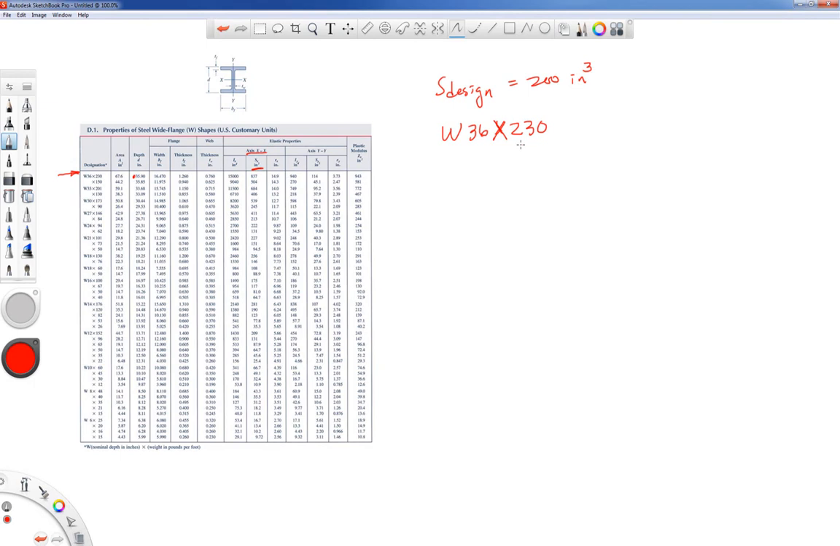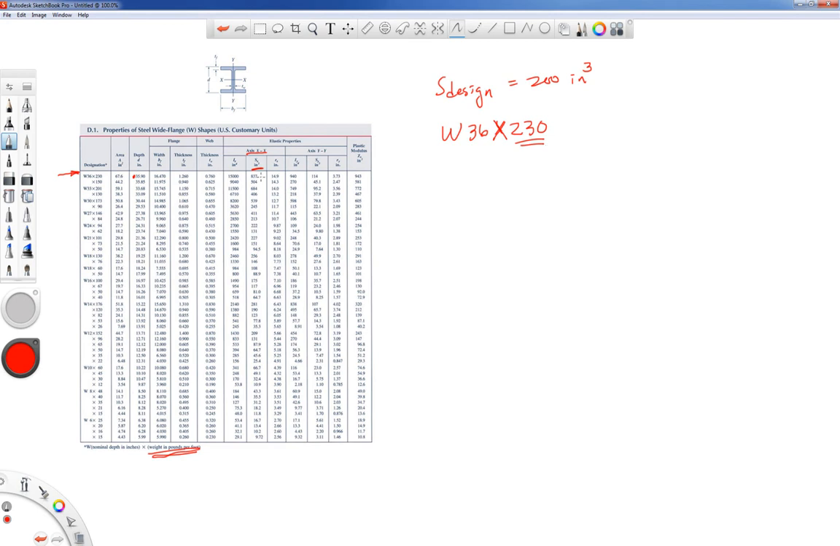Now, the second number indicates the weight of the beam. In U.S. customary units, the 230 means it weighs 230 pounds per foot. If you forget, that's down here in the table. Okay, so it's a very heavy I-beam. It's huge. So 1 foot of this weighs 230 pounds. So if our S design is 200 inches cubed, any I-beam that has at least 200 inches cubed will work for our application. So let's take a look at our list.